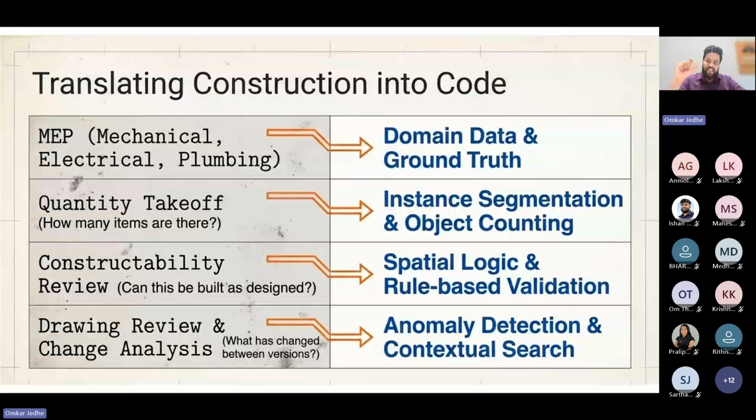Quantity takeoffs, which means how many items are there. Constructability review, which means can this be built as designed or do we need any changes? Are there going to be any conflicts? Are there any safety issues? Or do we need to reconsider the design? Drawing review and change analysis. So over the period, even if you're building your house, you keep on renovating or keep on changing things.